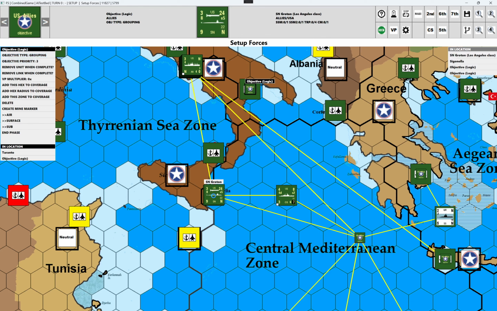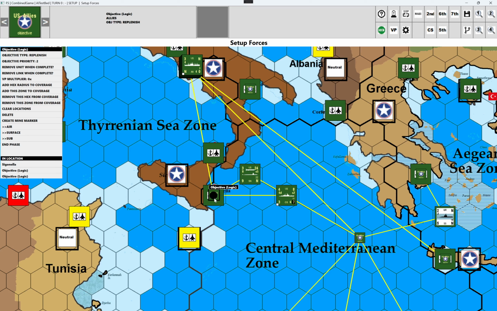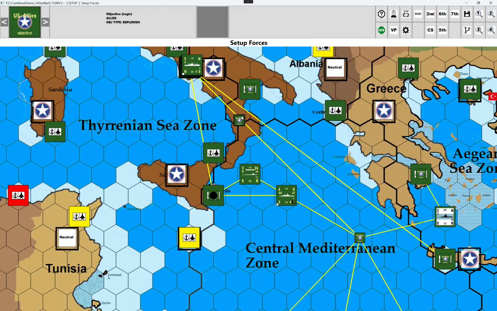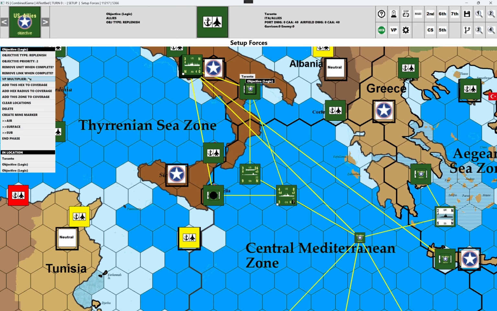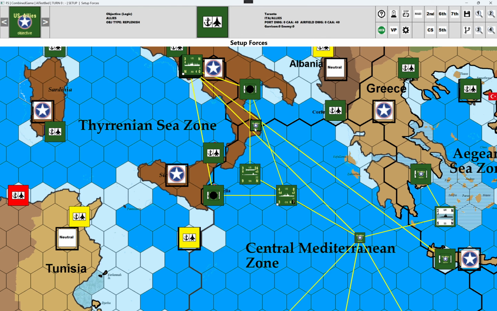If you take this replenishment one, right now it's only linked to Sigonella. I could also drag it up here and tell it to use this hex for coverage. And so what that means is this objective covers this location and this location. That means that if somebody picks replenishment, they may pick either of these locations.